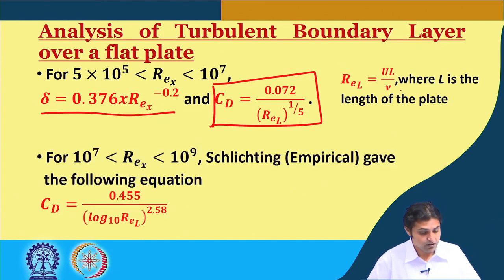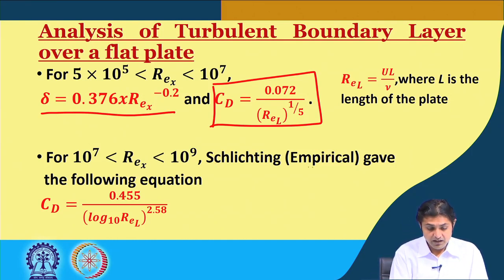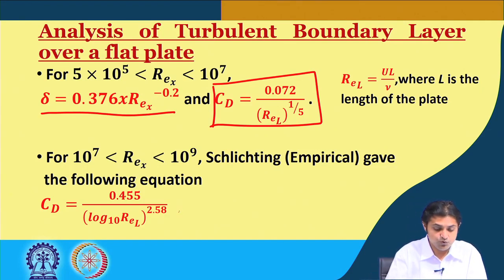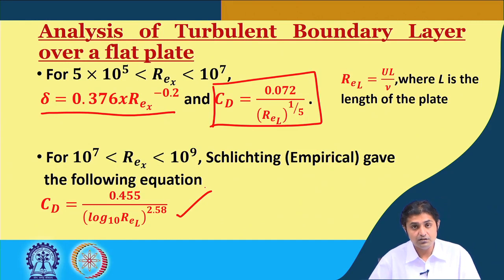Okay, and if the Reynolds number is more than 10 to the power 7, Schlichting gave an empirical equation that gave CD as 0.455 divided by (log10 of Reynolds number) to the power 2.58. You do not need to memorize this equation. Okay.